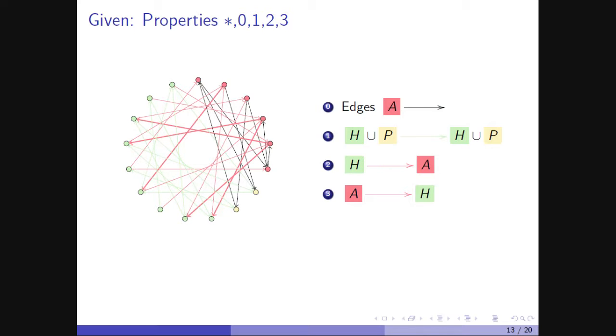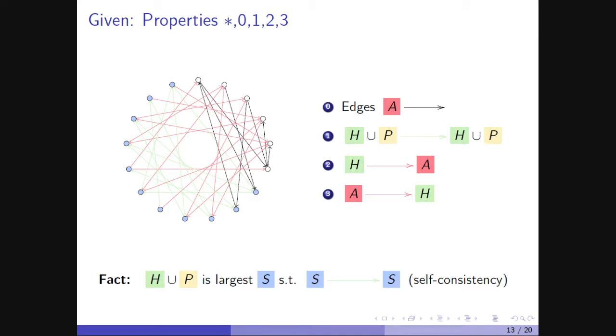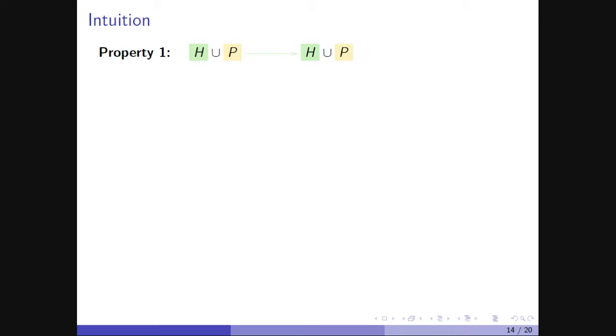So how do we recover H union P? Well, it turns out that H union P in this setting is the largest self-consistent set. Self-consistent meaning players in this set only authenticate each other. So essentially we have a reconstruction algorithm, more or less. But let's see why that's the case.